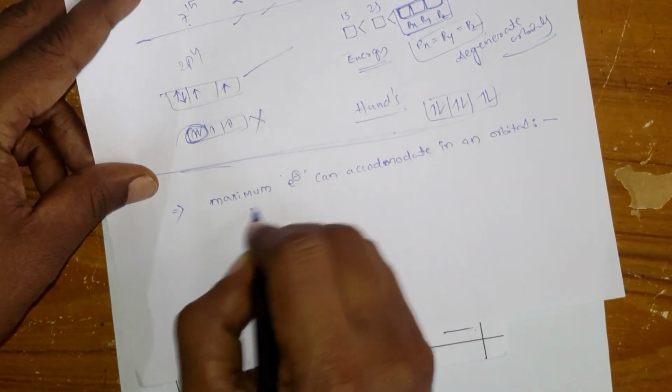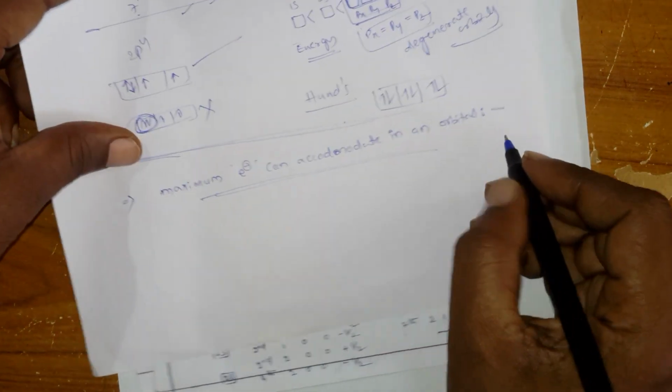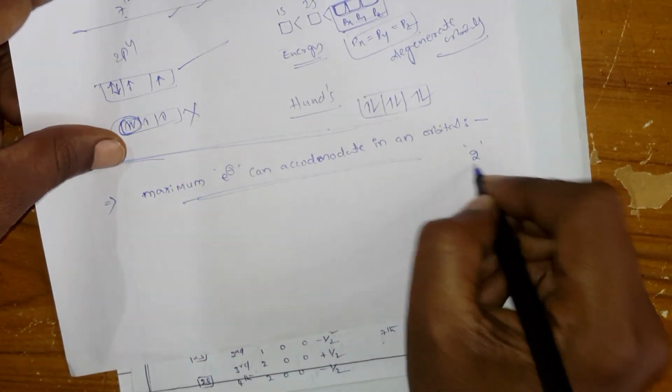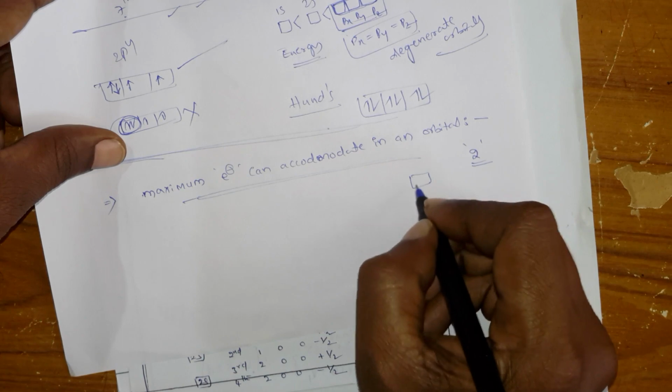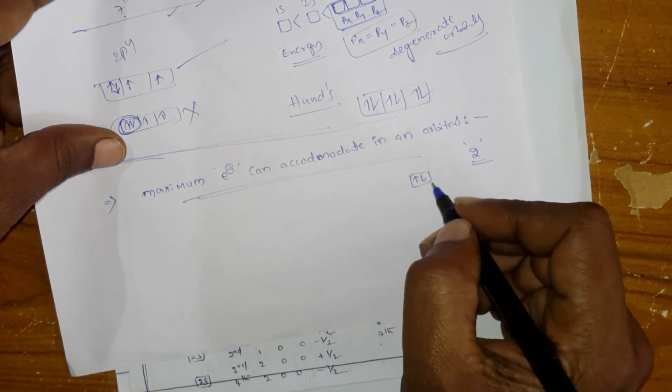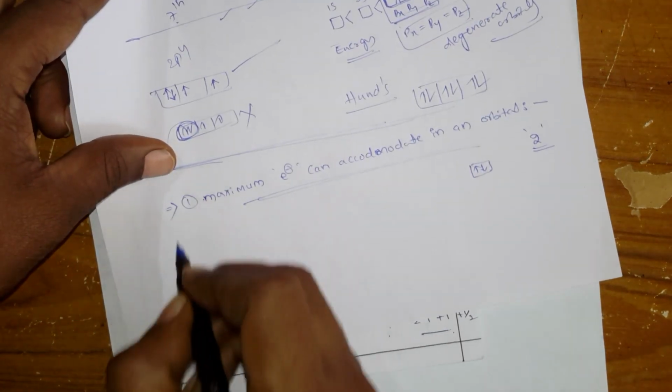How many electrons can we accommodate at maximum inside one orbital? Only 2, right? One is with the upward spin, another one with the downward spin. Okay, this is the one point.